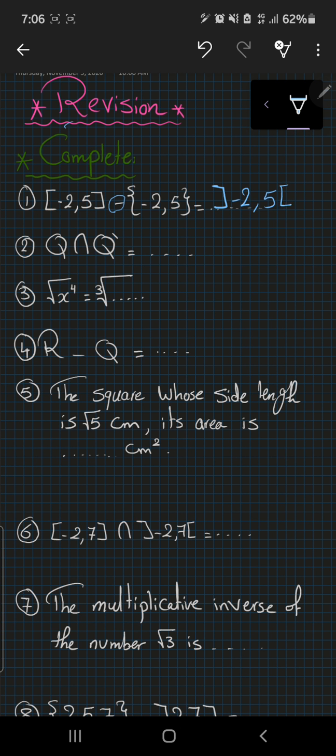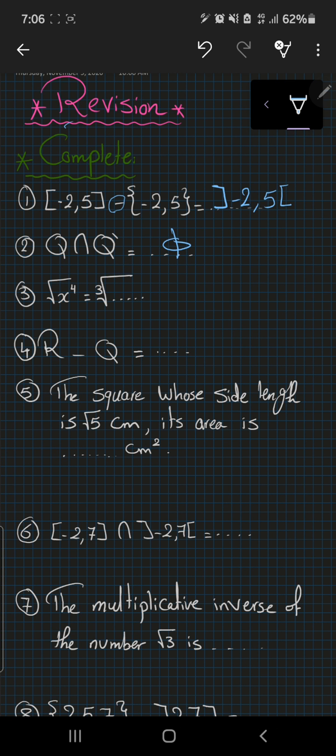Okay, number 2: Q intersection Q dash. What is the meaning of Q? Q is the rational numbers. Q dash is the irrational numbers. The intersection between them is the empty set.